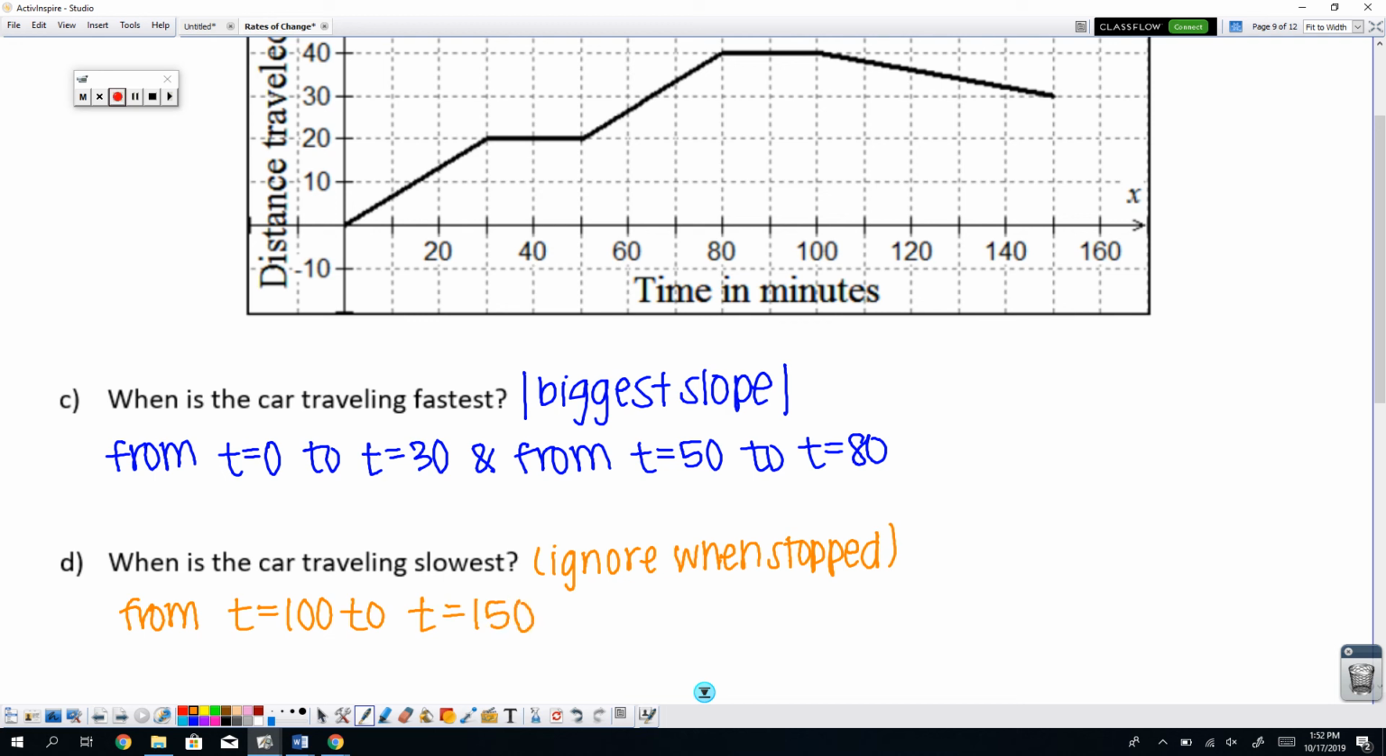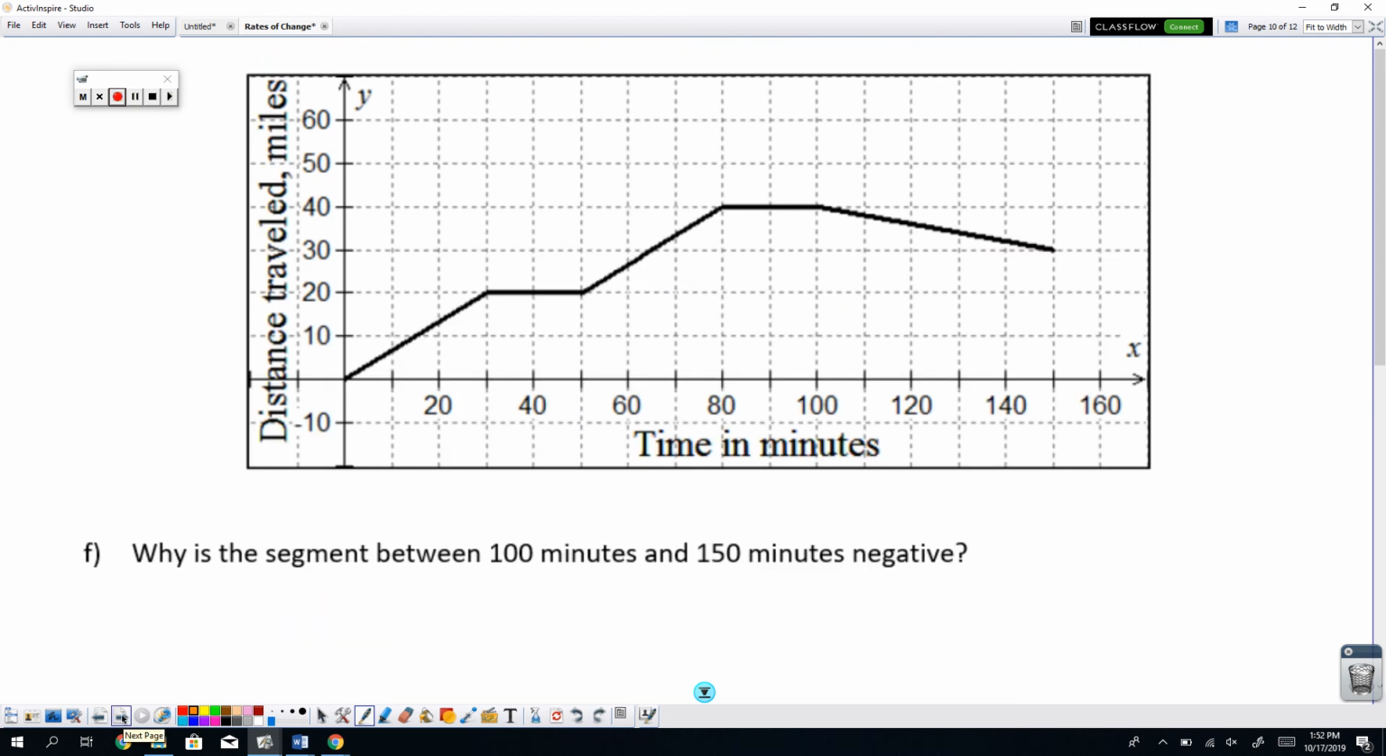Because that slope is the least steep. Now, the question that we have is, why is the segment between 100 minutes and 150 minutes negative? How could that happen? Well, at 100 minutes we've traveled 40 miles, whereas at 150 minutes we've traveled 30 miles. So what's happening?